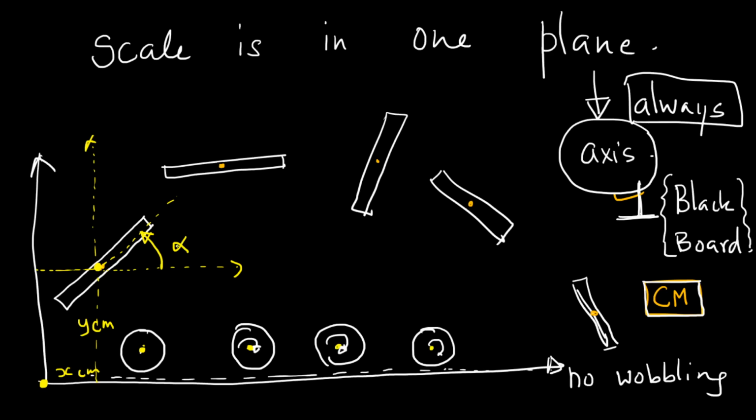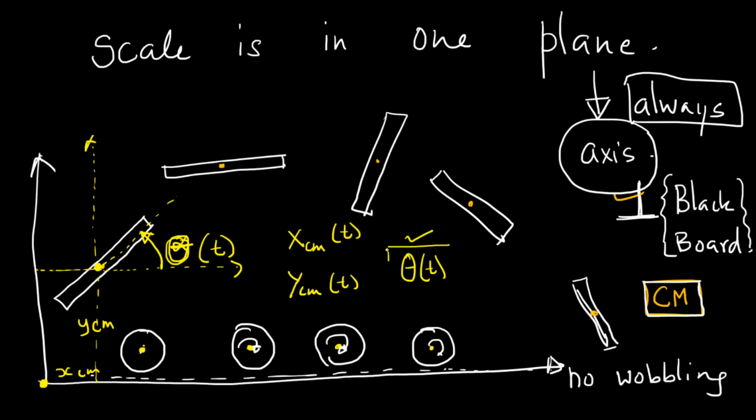Oh, alpha is a bad choice. I'm very sorry. Alpha is a really bad choice. Let's call it theta. Theta is the standard choice for telling us the orientation. Let's say you can tell me theta about the x-axis. So here you go. You tell me x_cm, you tell me y_cm. They all change with time, and now this additional variable theta(t). This is the new kinematic variable which is now being added to what we already know, and together it tells us where the scale is.